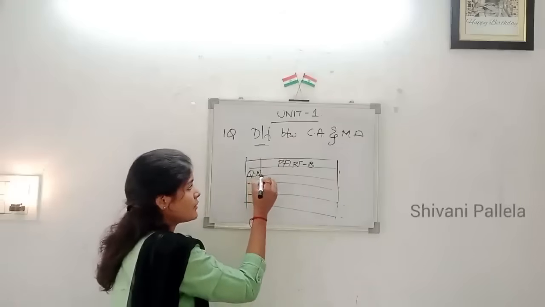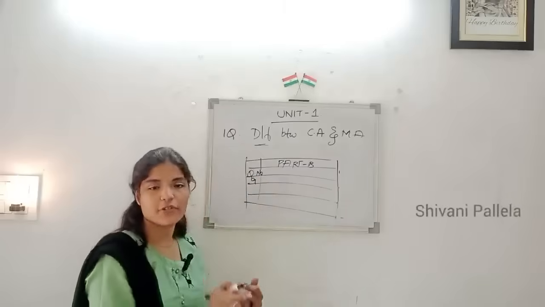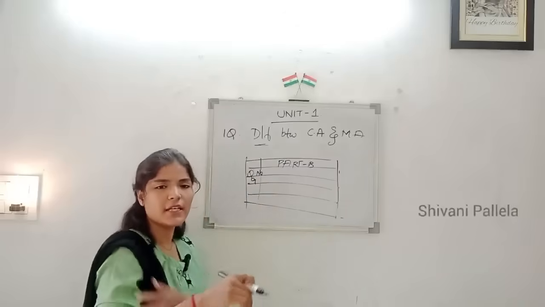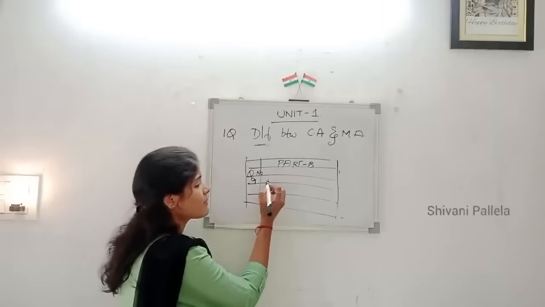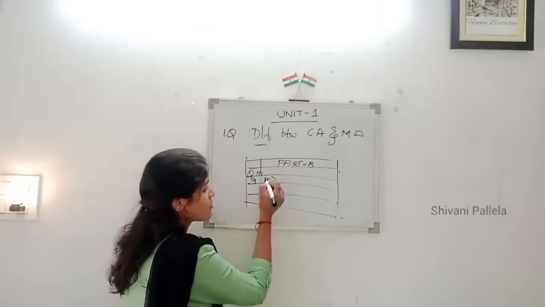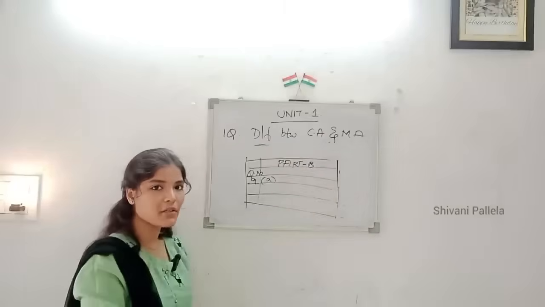Then the question number: whether you are writing the ninth question, A question or B question. In each question you will have an internal choice in part B, right? Whether you are writing A question or B question, say A, you should write this A here. And then write: differences between computerized accounting and manual accounting.